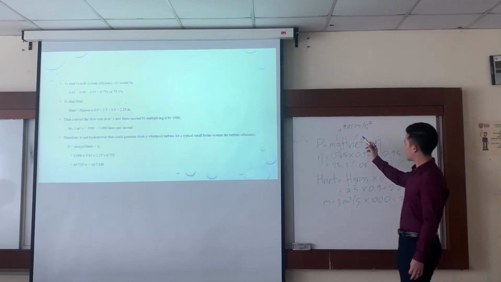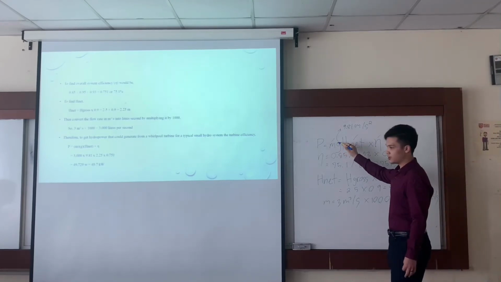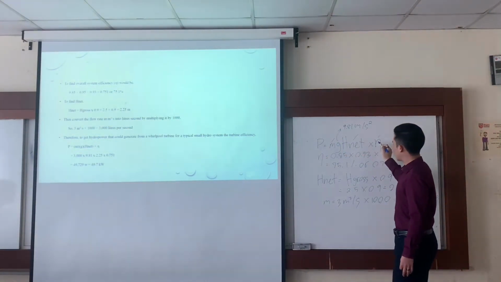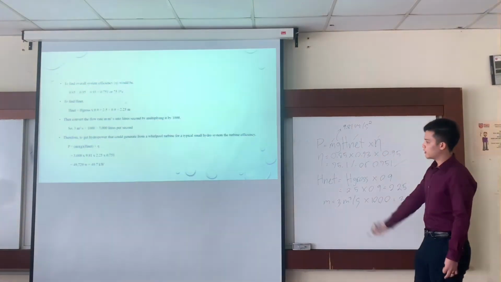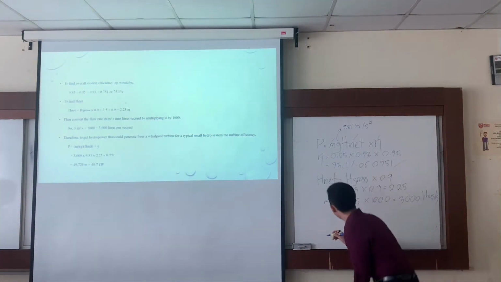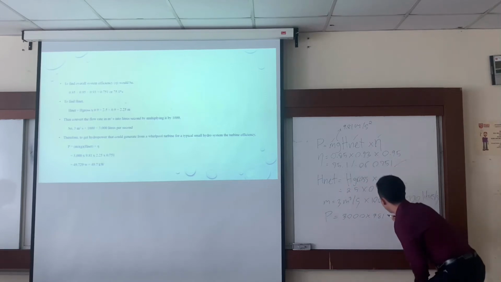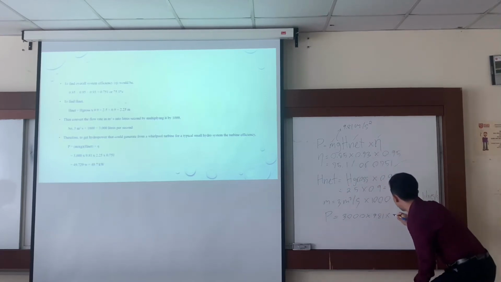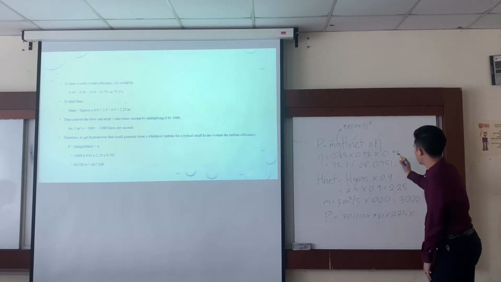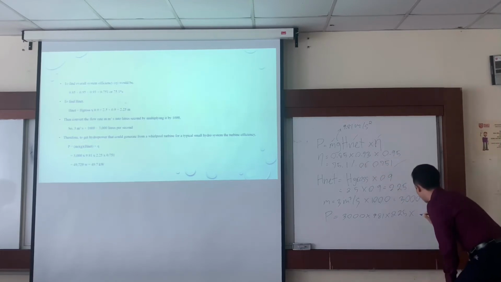Okay, so now you've got M, you've got g, H net, and efficiency already. So at the end, the power P that you want equals 3000 multiplied by g, which you know is 9.81, multiplied by H net, which is 2.25, and multiplied by efficiency, which is 0.751.